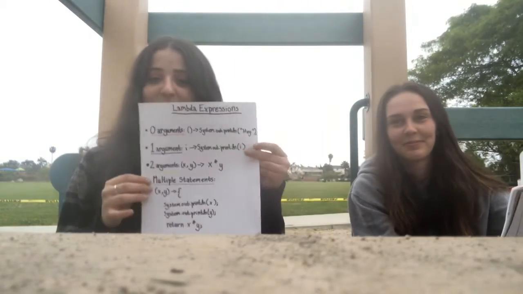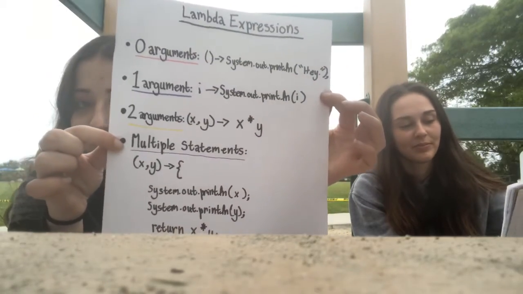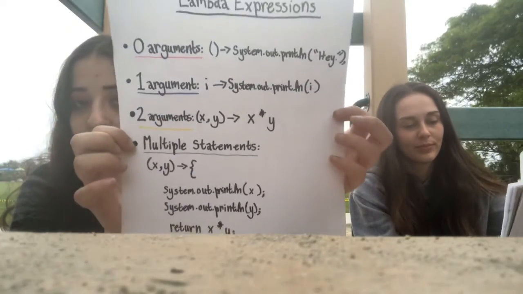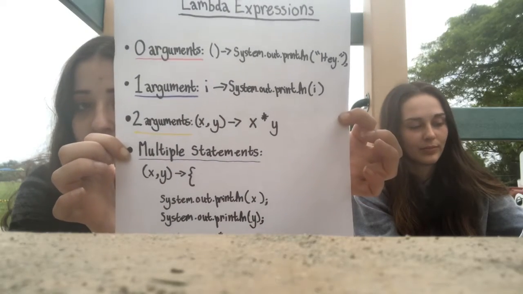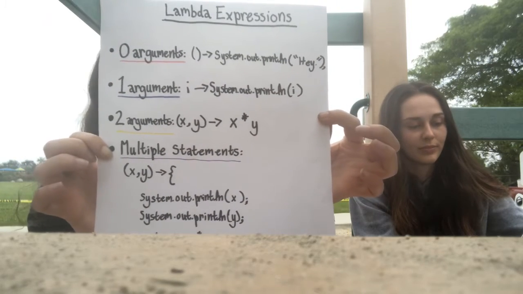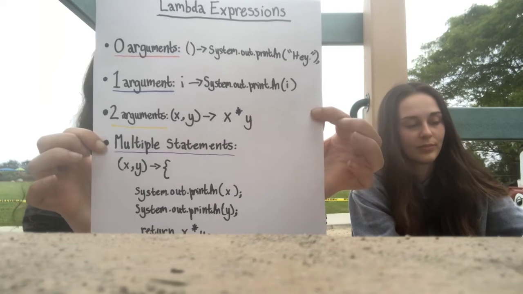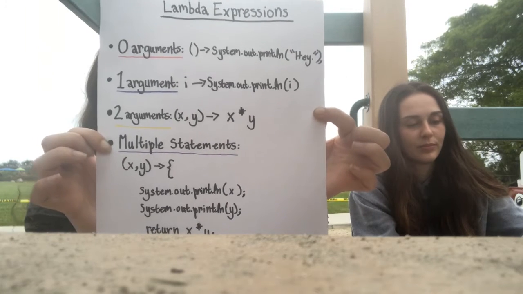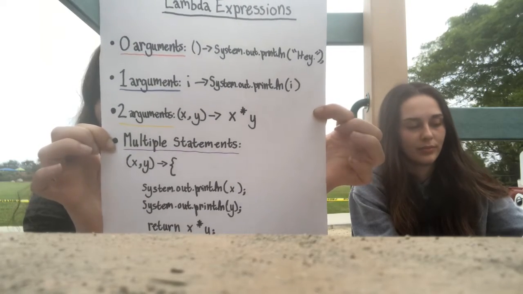Now, what are lambda expressions? Good question. Lambda expressions. Here's my example that I've written right here. This is the typical notation for lambda expressions. If there's 0 arguments, you will put an empty set of parentheses and then the body of your statement. If there's 1 argument, then you will do a system out print statement with that variable name in parentheses.